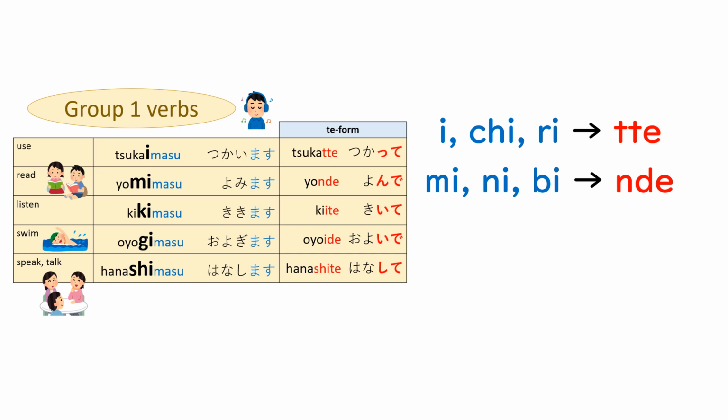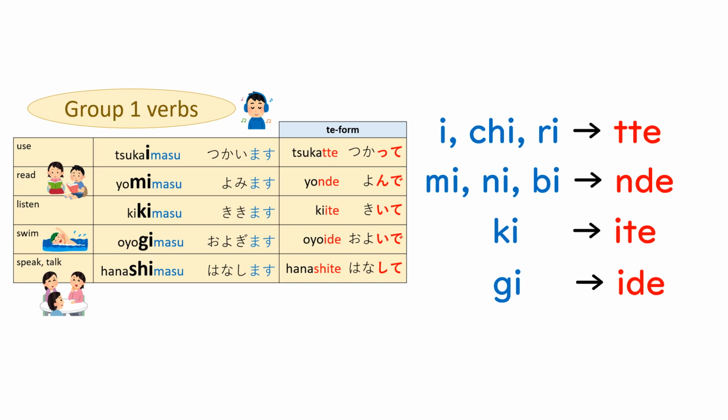If the sound before masu is ki, like the verb to listen, kikimasu, the te form is made by replacing ki with ite. So, the te form of kikimasu is kiite. If the sound before masu is gi, like the verb to swim, oyogimasu, the te form is made by replacing gi with ide. So, the te form of oyogimasu is oyoide.